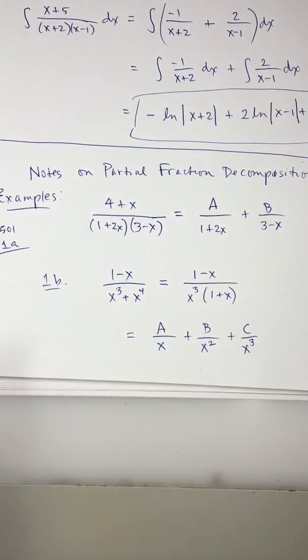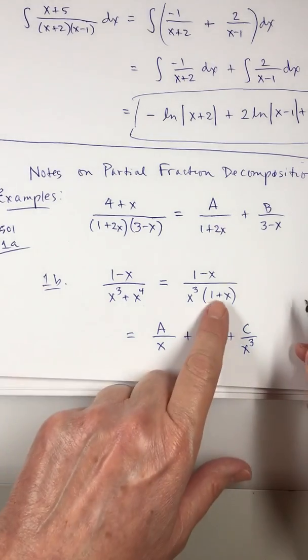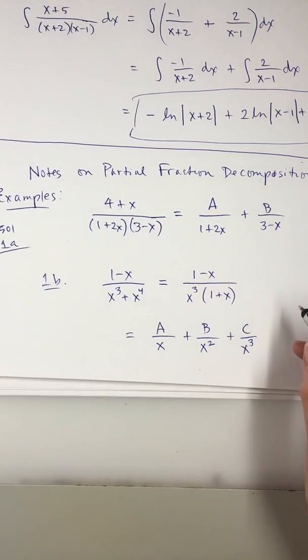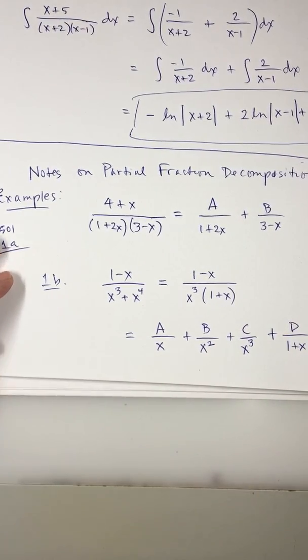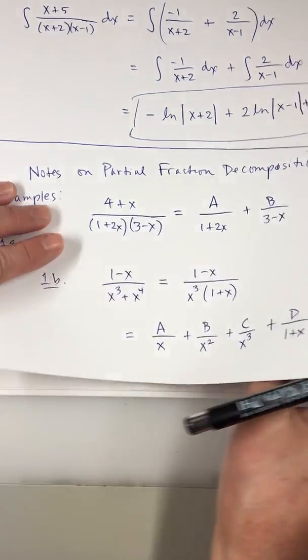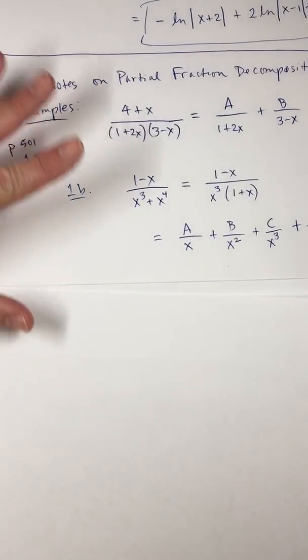For this part that's not linear, I'm going to start with x to the first, and I'm going to increase the exponent until I get to whatever exponent's in the problem. And then the 1 plus x, that is linear. So that one's going to be plus D over 1 plus x. Okay, I'm going to do a few more of these so you can kind of get the idea of what's going on with them.